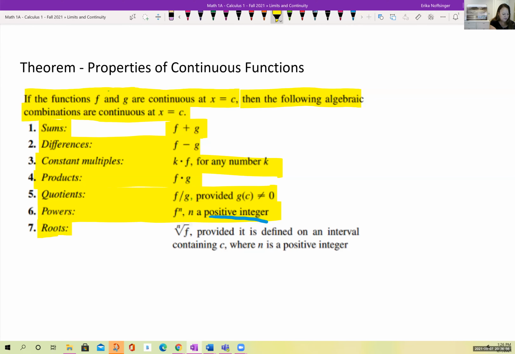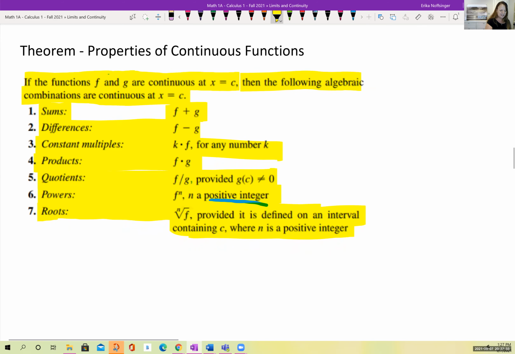And roots. So if our function f is continuous, then we can say the nth root of f is continuous. We got to be a little bit careful though, because if we're talking about roots and we're looking at domain, if we had an even powered, like a square root, we can't have negatives under the radical, or a fourth root. So it's okay if our index was odd, because we can have negatives under the radical, but it's continuous provided that it is defined on the interval containing c, where n is a positive integer.